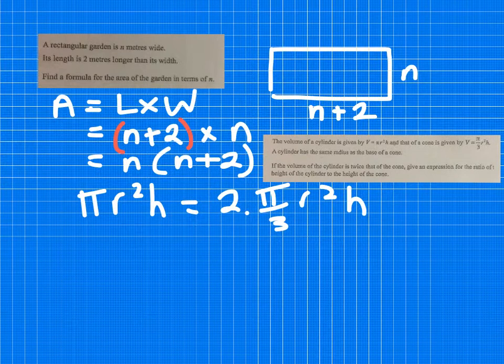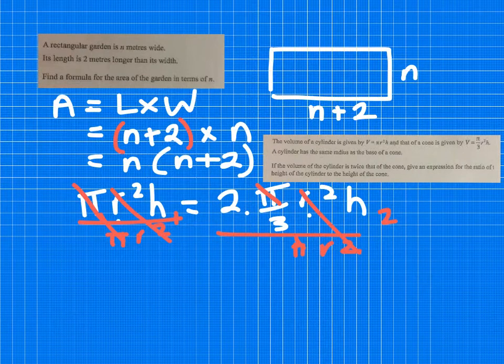We're told that the radius is the same, so we can use r here and r here, but these two heights are not the same. So maybe we'll call this h1, which is the height of the cylinder, and h2, the height of the cone. If we look at this, we can see that we have a pi on both sides, so these can be simplified out. What you're actually doing here is dividing both sides of the equation by pi. We also have an r squared, so we can also divide both sides of the equation by r squared in order to simplify it.